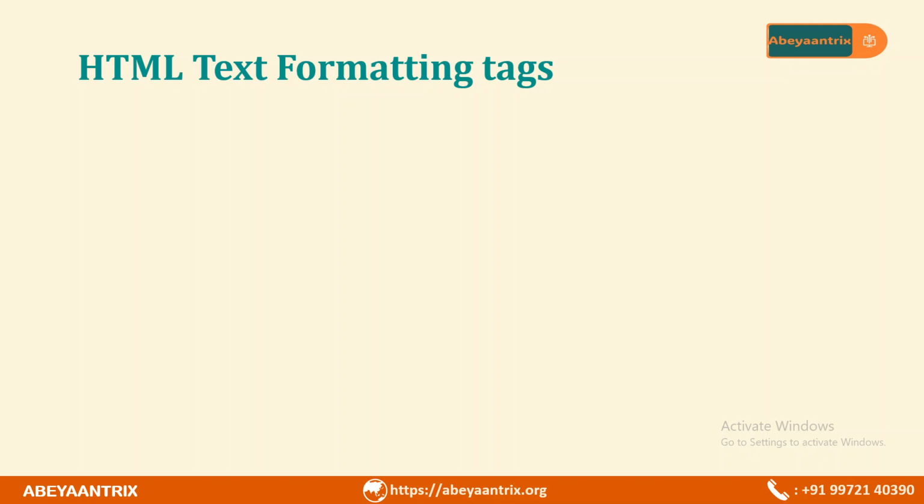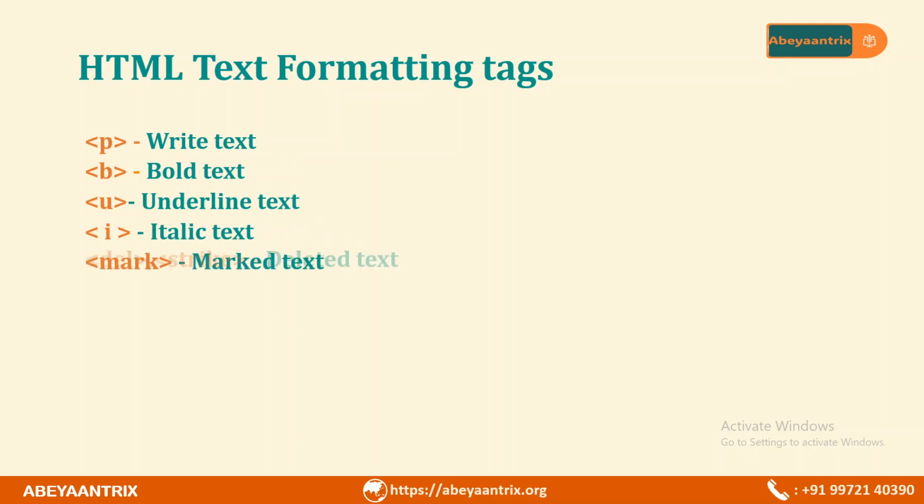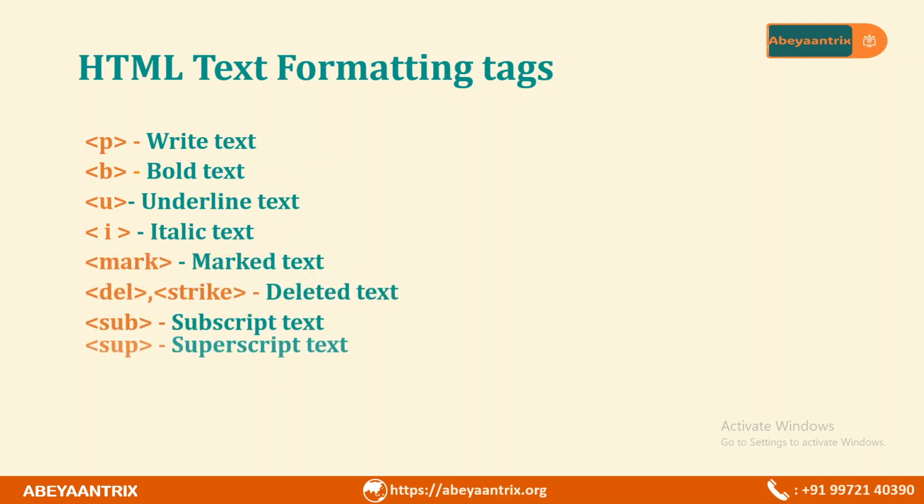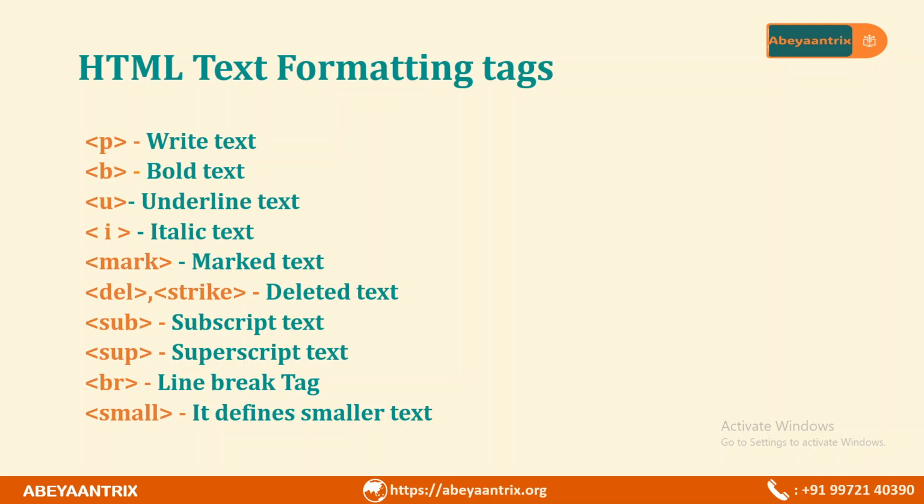So here we are using different text tags. First one is a paragraph. Next, bold text, underline text, italic text, mark text, deleted text, subscript text, superscript, and line break tags. These are all different tags we are using in our HTML text formatting. These are all basic text formatting tags: bold, italic, underline, subscript, superscript, code.